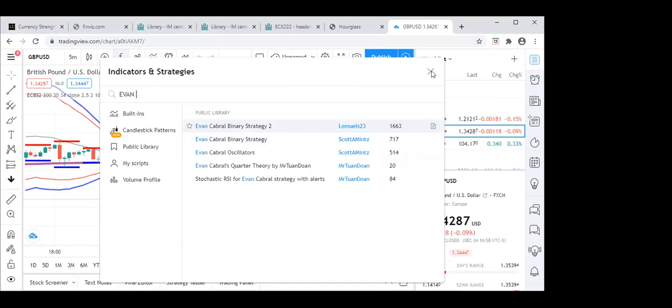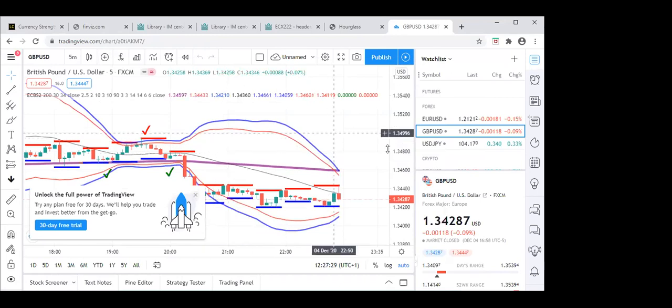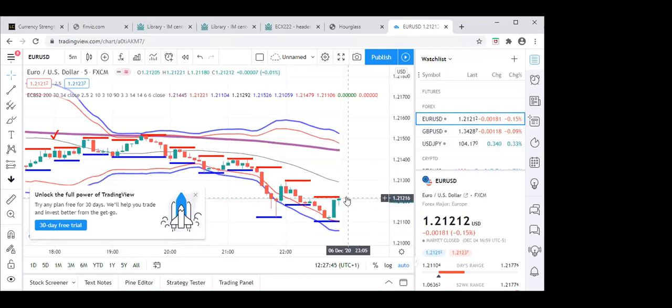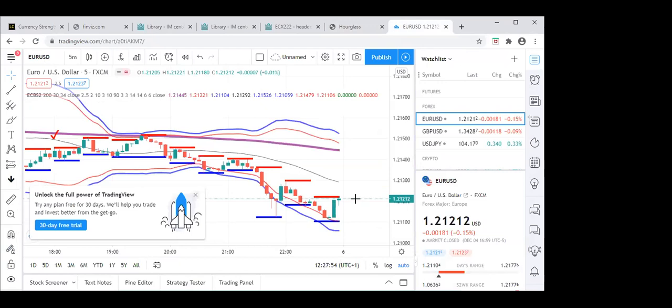Once you click it, you have it looking like this. All these red lines are your resistance zones. All these blue lines are your support zones. Let's say we are looking at Euro USD. This is the next support zone here, and the resistance zone is here. We are looking at a down arrow. With the down arrow, you're looking at entering at the next resistance zone, which should be this red line.